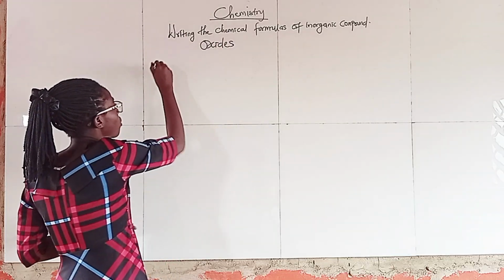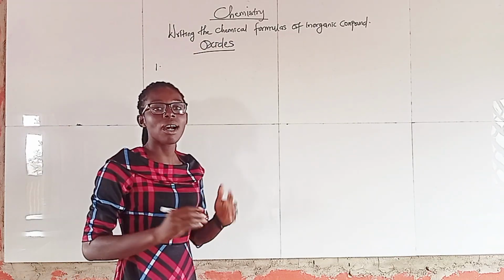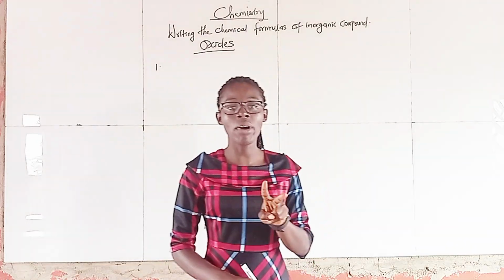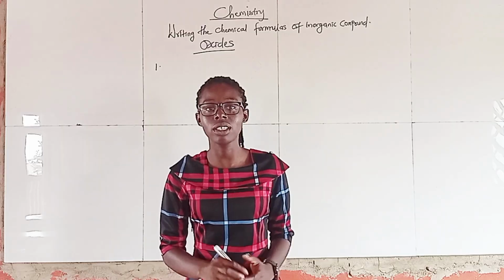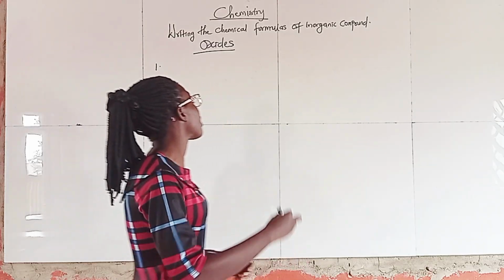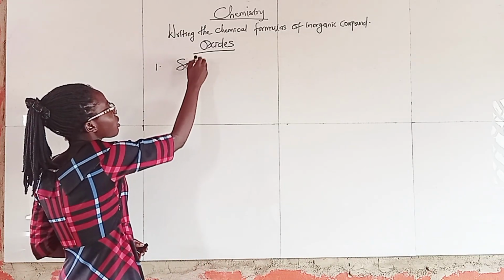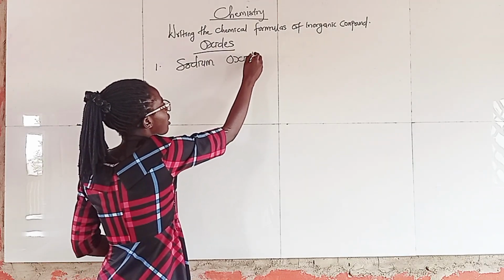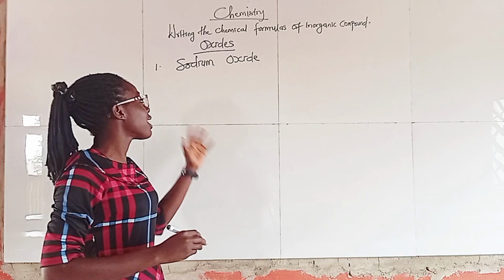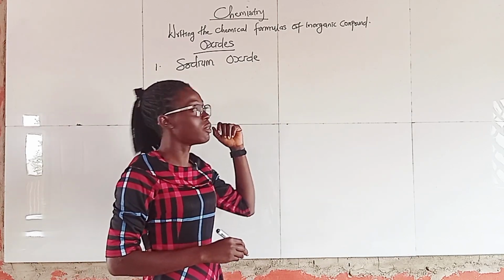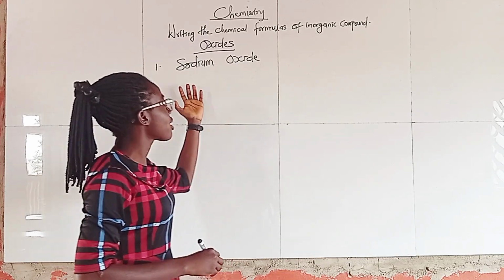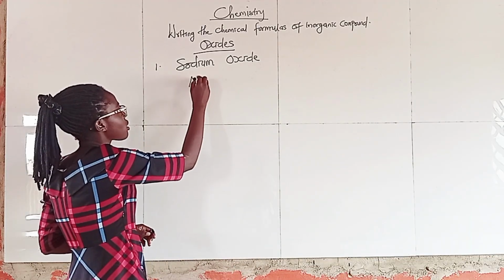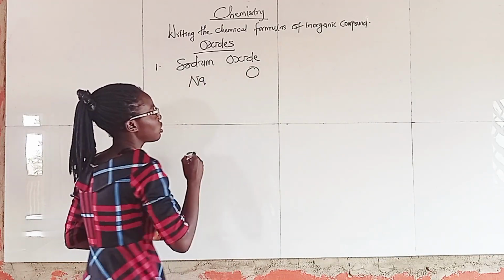Now the question is, what are oxides? Oxides are binary compounds that contain oxygen. We just have two elements in an oxide, and oxygen is included. Now looking at sodium oxide, the first step is to write out the elements making up the compound. I have sodium, and then since this is an oxide, oxygen must be present. This is Na and then O.